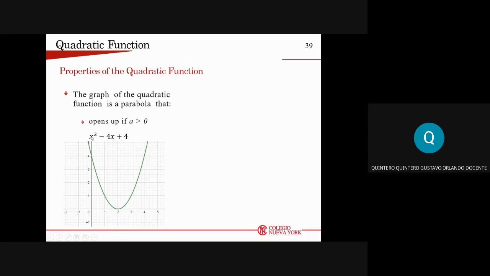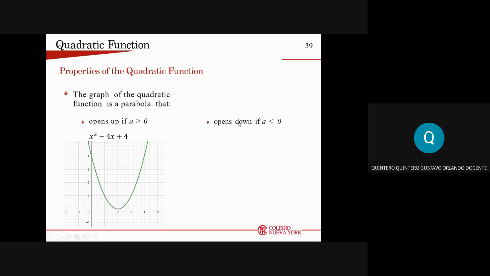For example, we have x squared minus 4x plus 4. So the coefficient of x squared is 1, right? There's nothing there, so we know the 1 is implicit. The value of a is 1. And 1 is positive. So the parabola opens up. We have a U. All right.